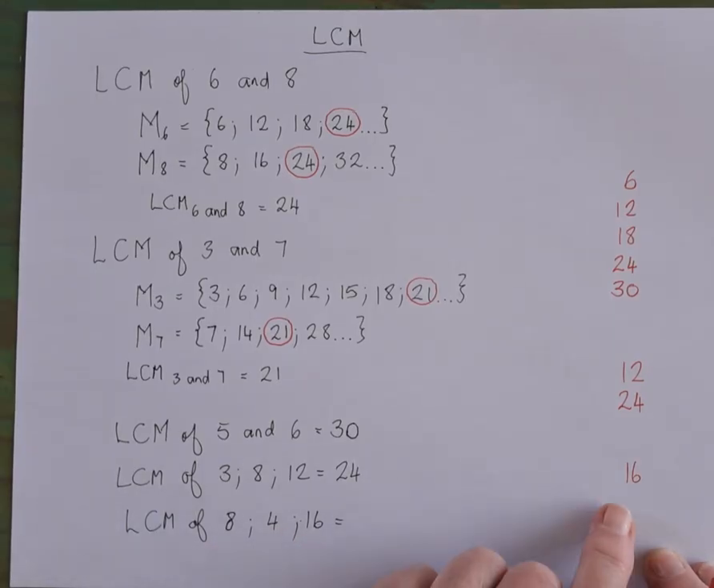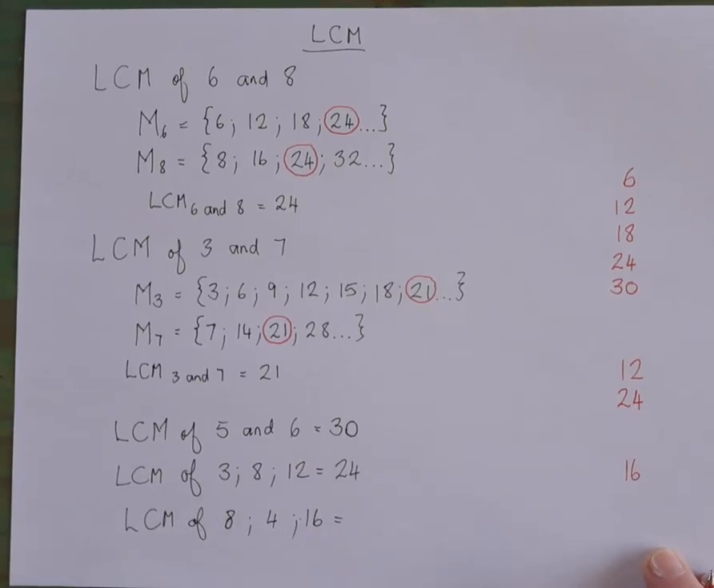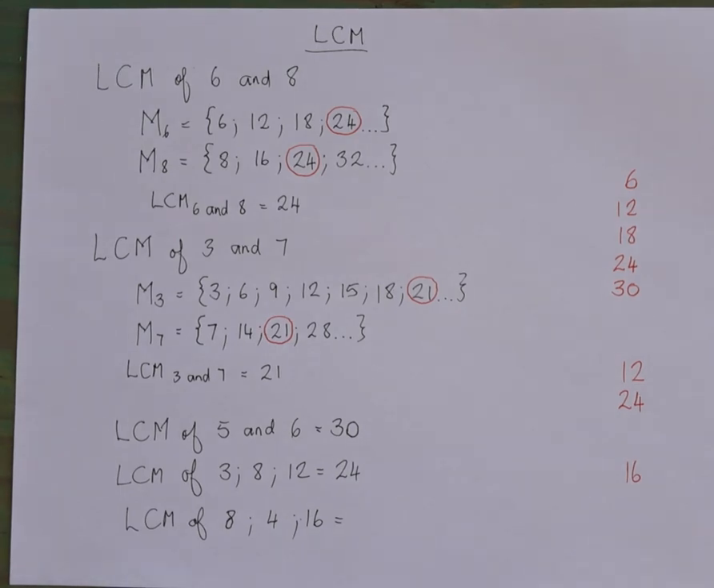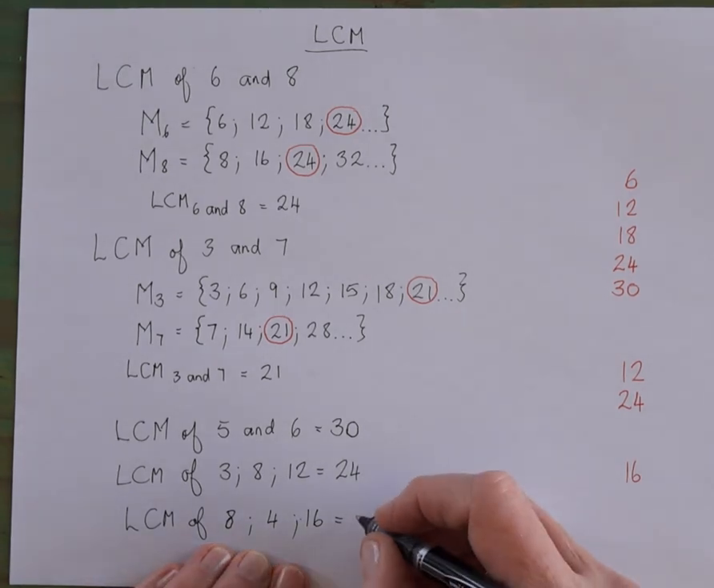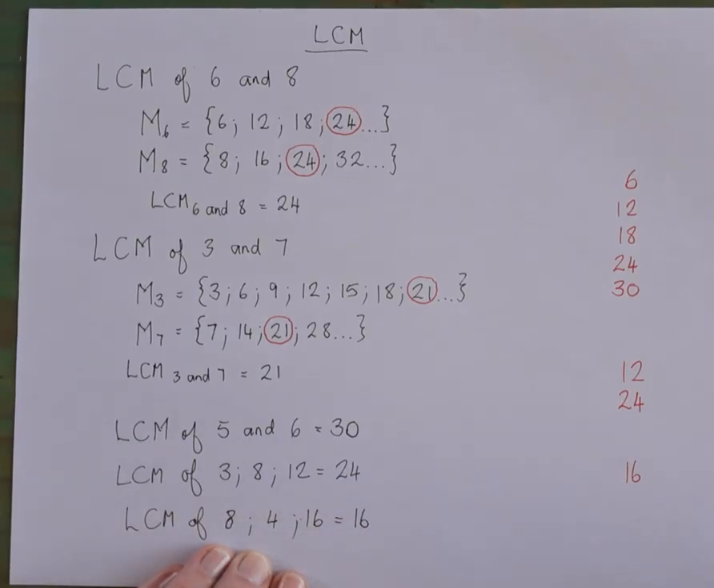Can 4 divide exactly into 16? Yes, it can. It can go 4 times. And obviously 16 divides into itself. So in this case, we didn't have to go further than the largest number. The LCM is actually equal to the largest number that we were given. And that can also happen.